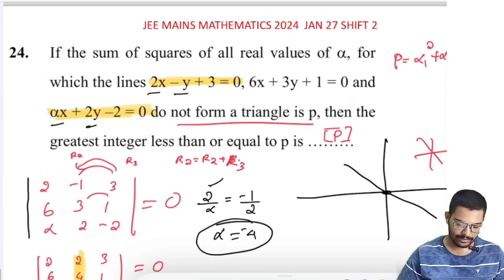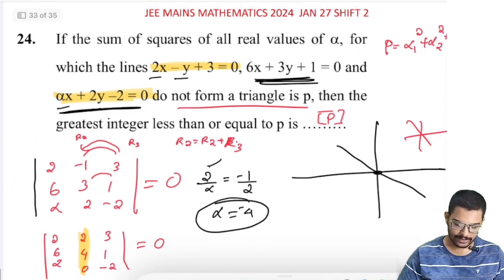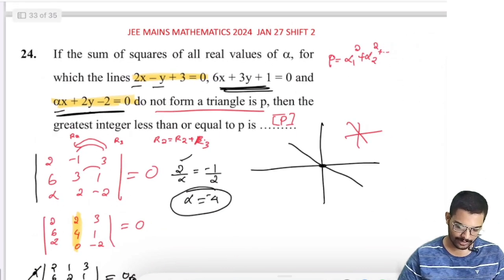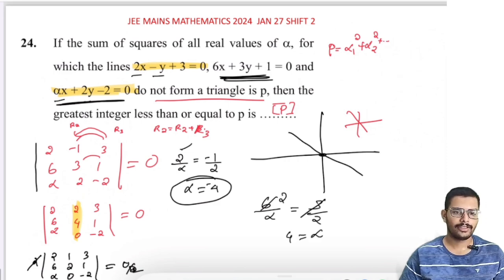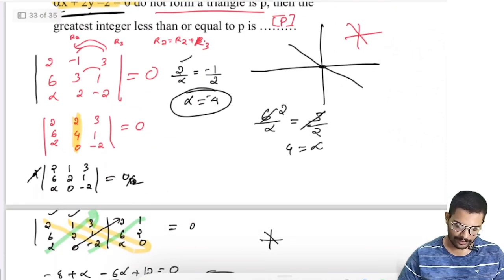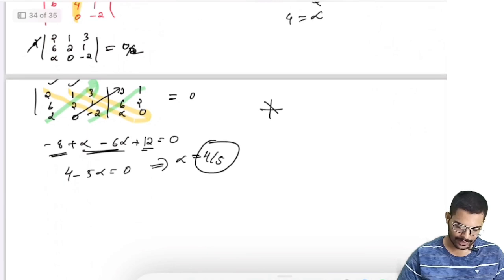Alpha will be equal to minus 4. Now in the second case, I am considering this line parallel to this line. When you take the ratio, 6 by alpha equals 3 by 2, and this can be cancelled. When you cross multiply, alpha equals 4. So we have got the different values of alpha as minus 4, 4, and 4 by 5.